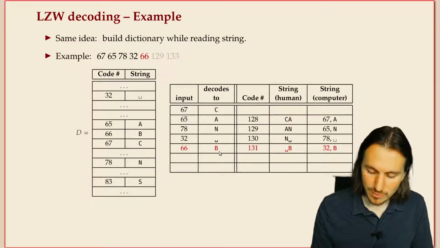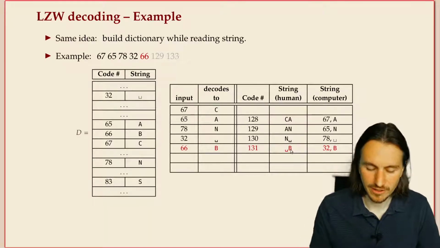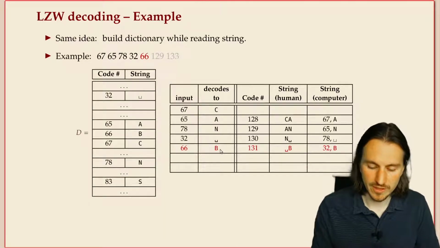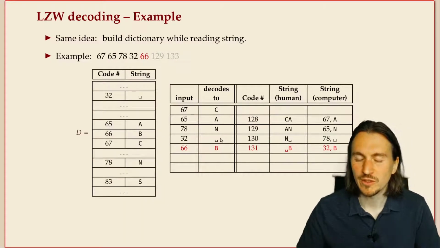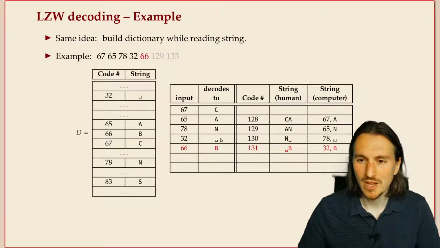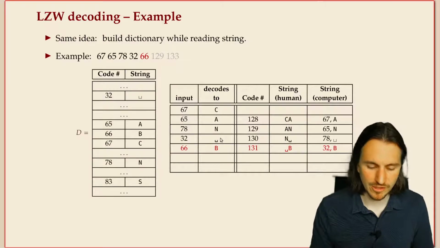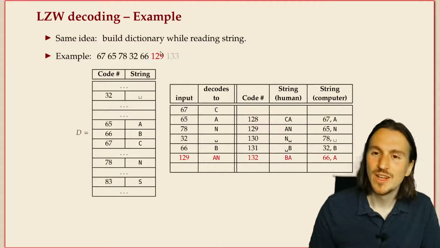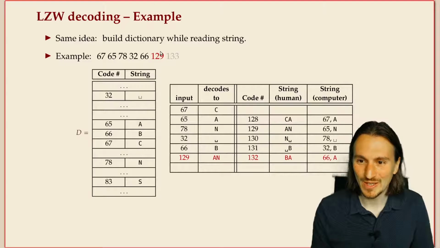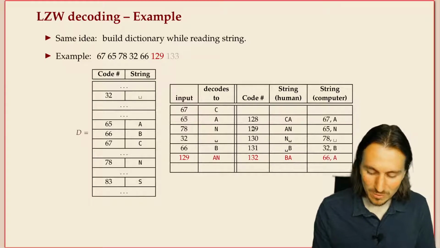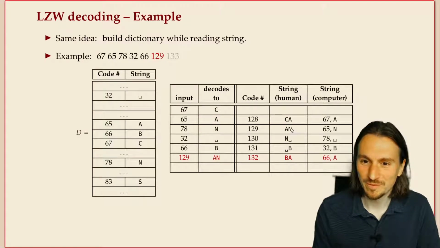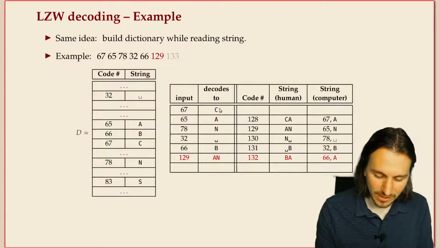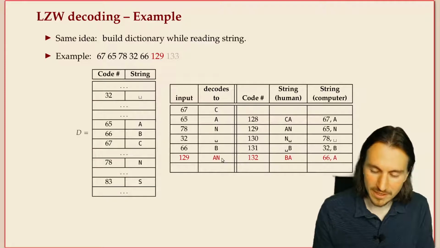So 66 is a B. The last character was a space. So space-B was added at the time when the space was encoded. Okay. So far it was fairly boring. We only used the original dictionary, but now things become interesting because the next is a code word above 128. So here we use what we previously added to the dictionary. So the text so far reads like "can ban".